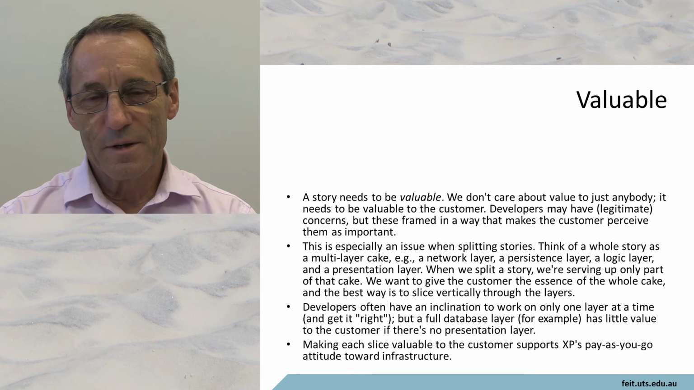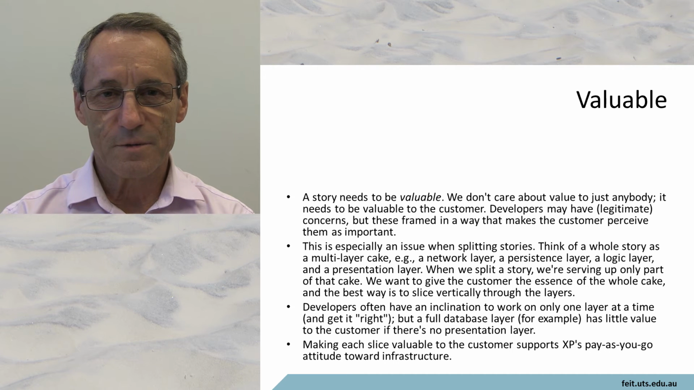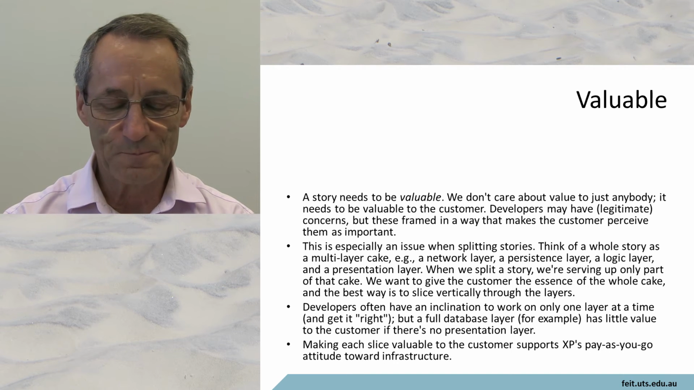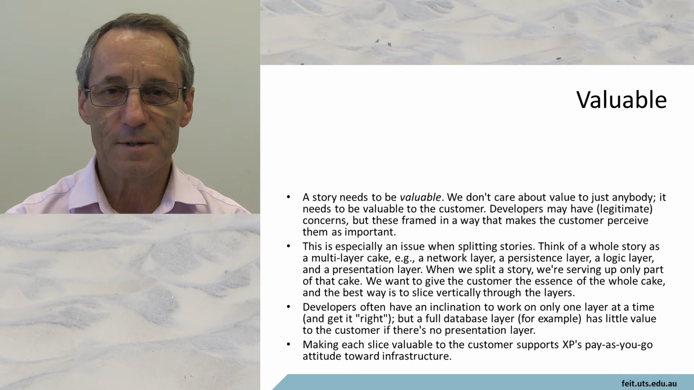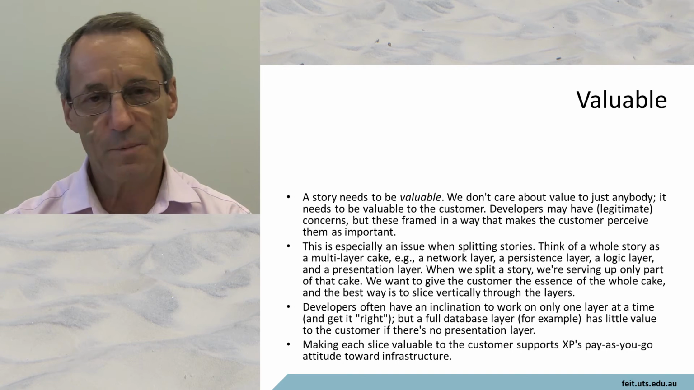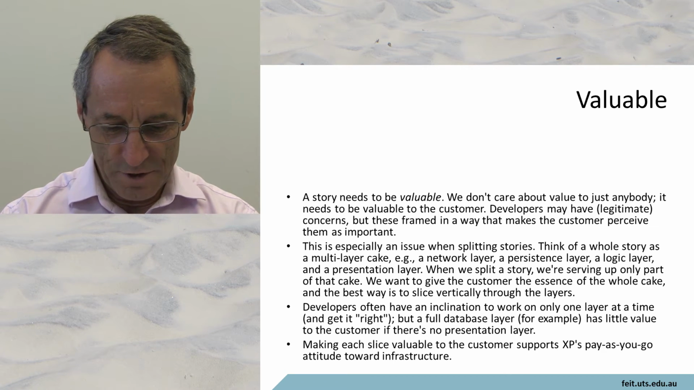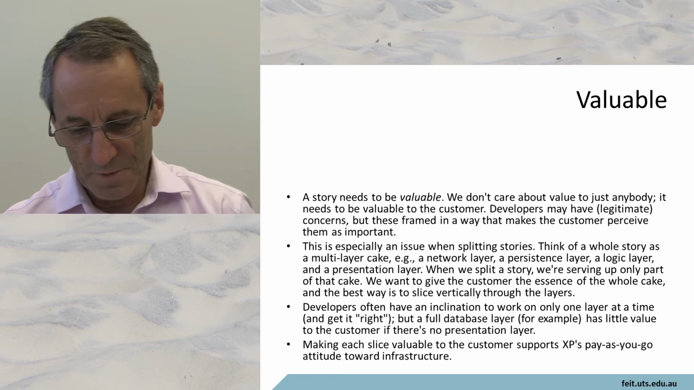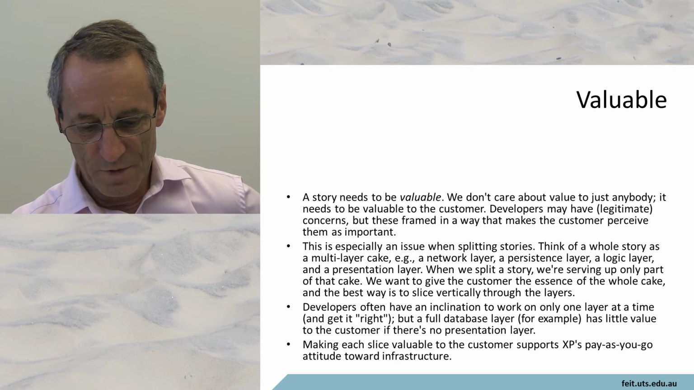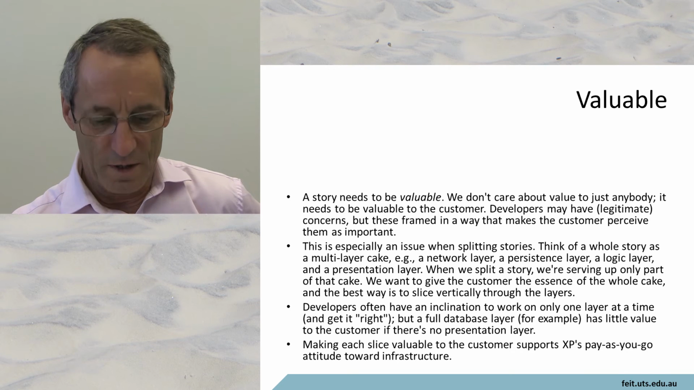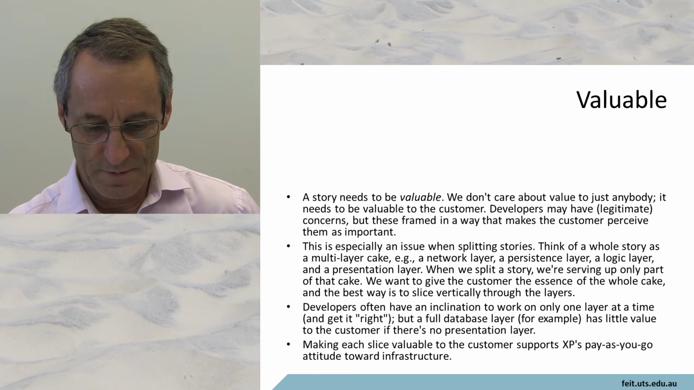Now, this is particularly an issue when you're splitting stories, and there are times when you'll actually have to split the stories because one is getting too big. Think of the whole story as a multi-layer cake, and this is where you get to people talking about epics as well as stories. The network layer, persistent layer, logic layer, when we split a story, we're serving up only part of that cake, and we want to give the customer the essence of the whole cake. And the best way to do that is to slice vertically through the layers.